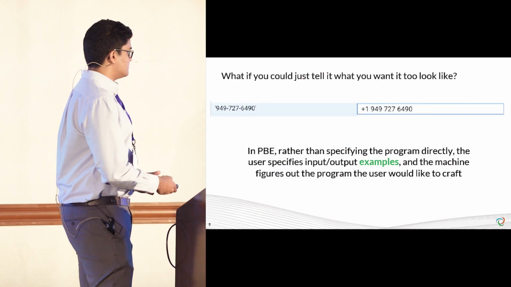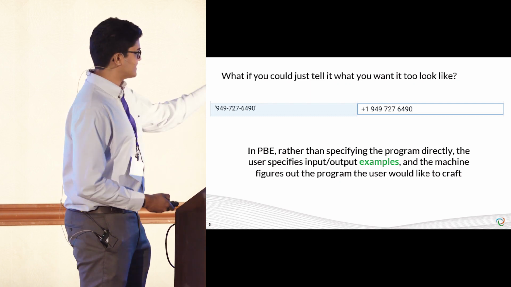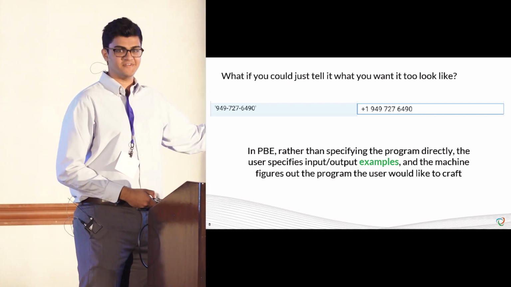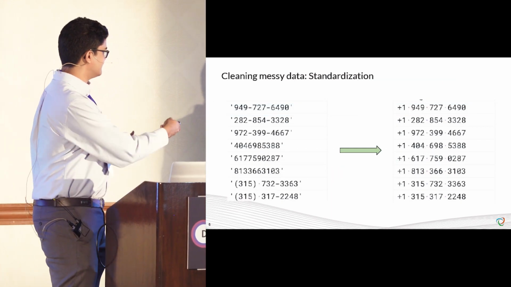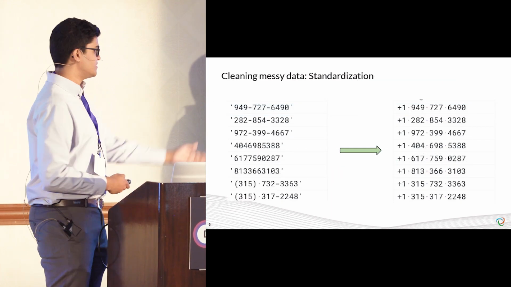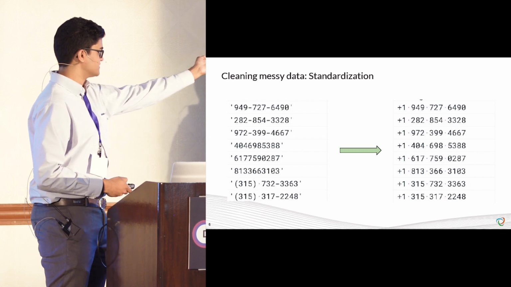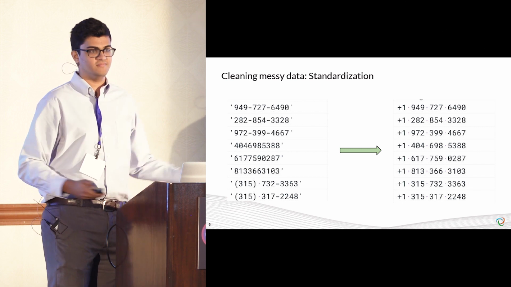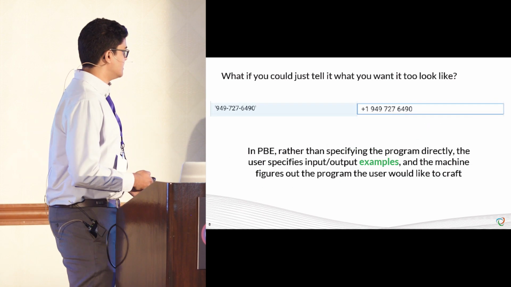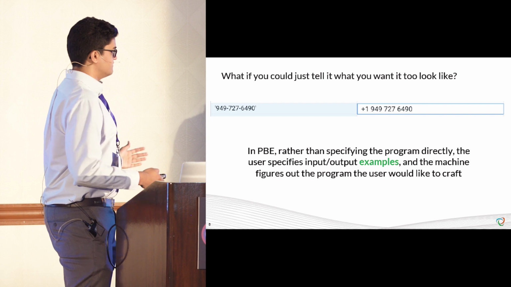So what if instead of writing that script, you simply type out what you want your phone number to look like, and then have everything happen immediately? That would be pretty awesome, right? If you could just type out +1 949 727 6490 with the spaces and have the rest of your column be immediately formatted. So that's what programming by example kind of is.